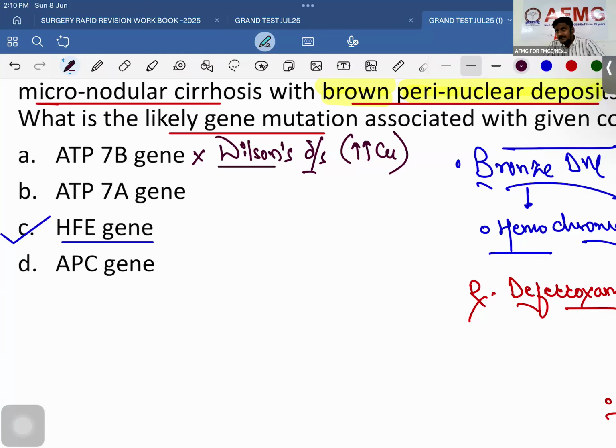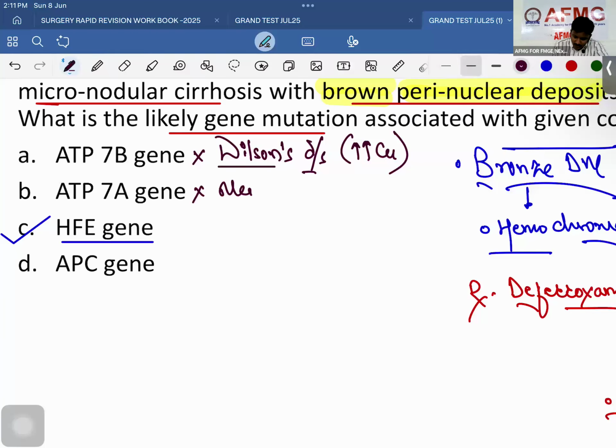Important in patients of Wilson's disease beta, when the copper deposits in the lens, the patient develops a sunflower cataract. When the copper will deposit in the Descemet's membrane of cornea, then the patient develops a KF ring or a Kayser-Fleischer ring beta. Do remember that.